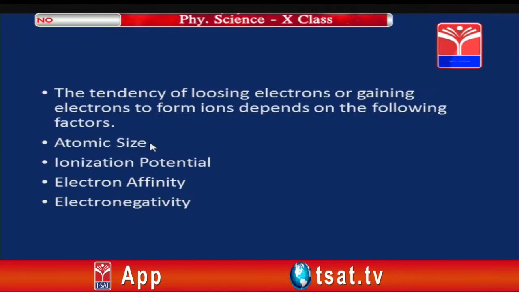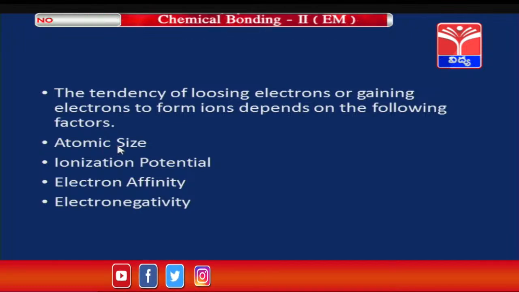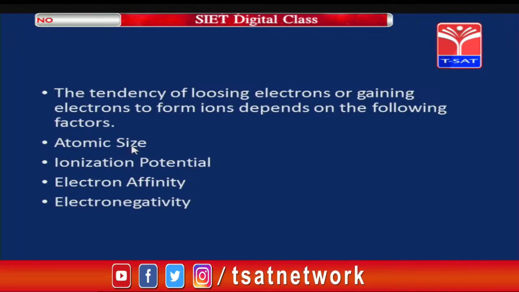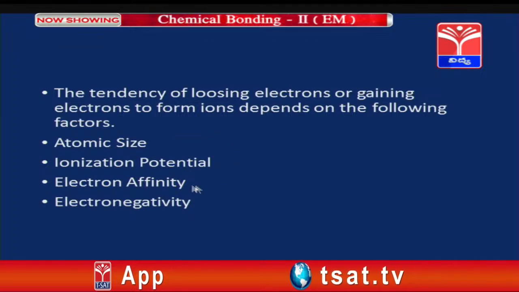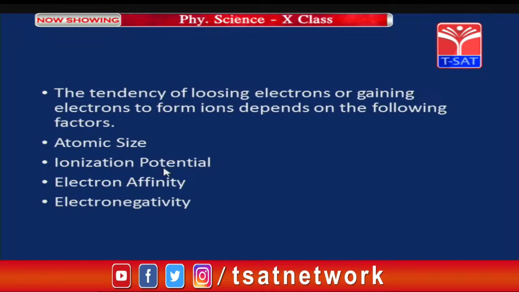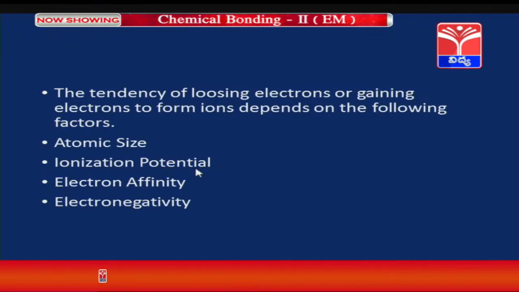What is atomic size, children? It is the distance between the nucleus and the outermost orbit. So, as the electron moves away from the nucleus, the attraction between the nucleus and the outermost shell decreases. Now, what is ionization potential? It is the energy required to remove an electron from the outermost shell of an atom.